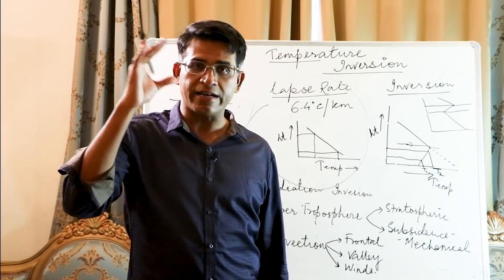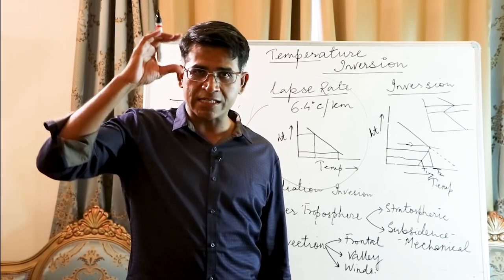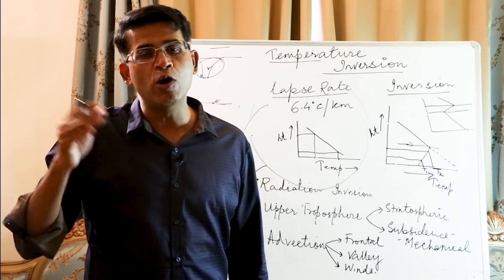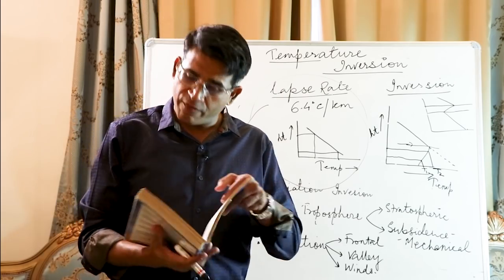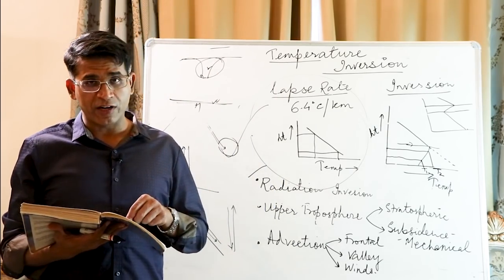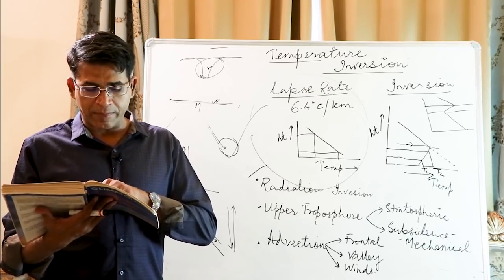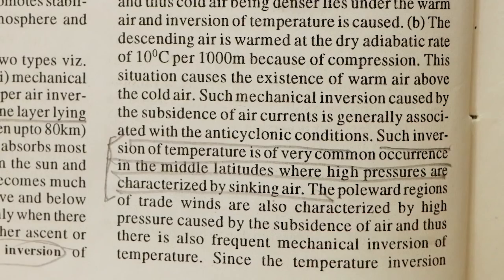30 degree latitudes. In the subtropical high pressure, which is also called the poleward limit of the trade winds, we have the same thing. And this type of inversion is also called Tradewind Inversion. The poleward regions of trade winds are also characterized by high pressure caused by subsidence of air, and thus there is also frequent mechanical inversion of temperature.